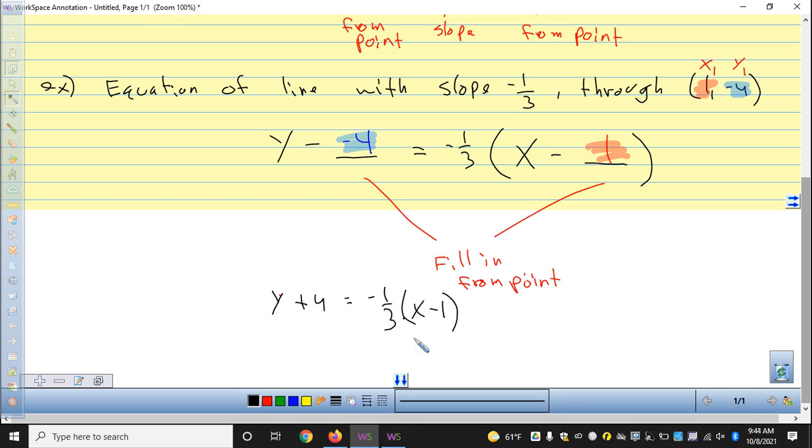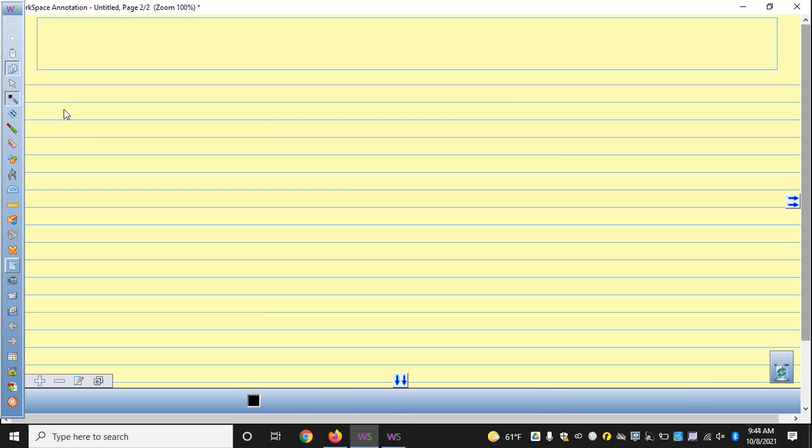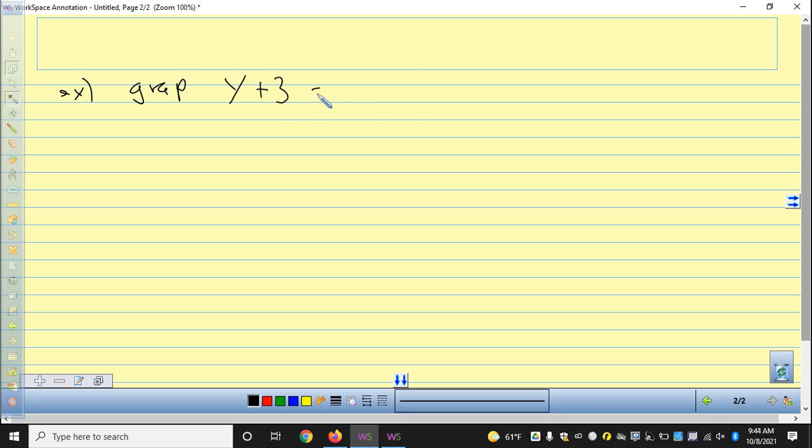All right, let's look at another example. Let's say we want to graph an equation of a line in point-slope form. Say we want to graph y plus 3 equals negative 2 times (x minus 2). Now, when I see a y plus 3, I'm going to think of this as y minus negative 3, because our point-slope form is y minus y1 equals m times (x minus x1). So I'm going to think of this as y minus negative 3 equals negative 2 times (x minus 2).